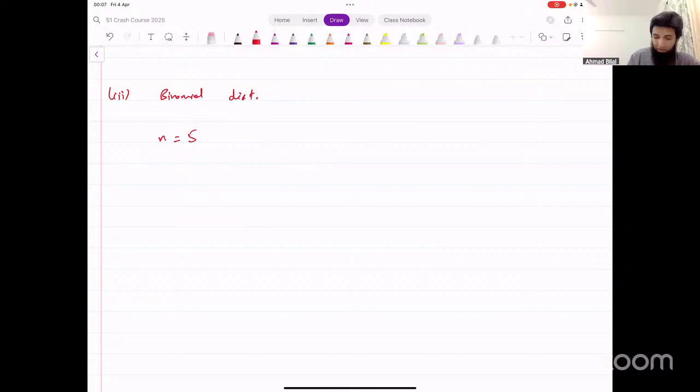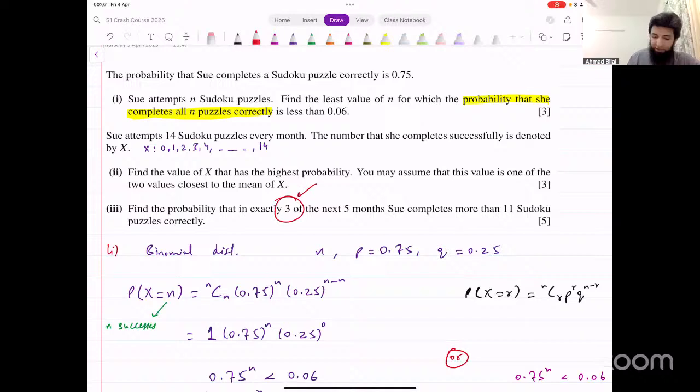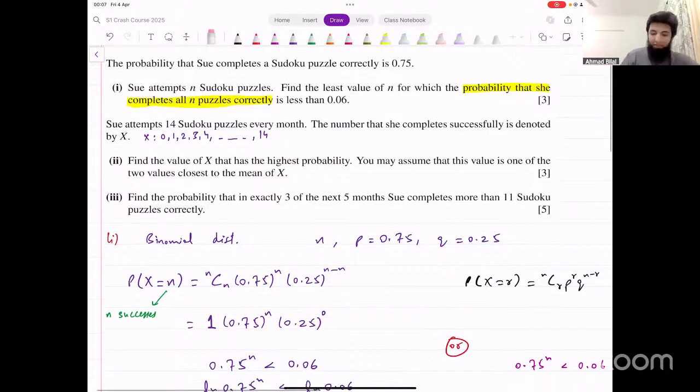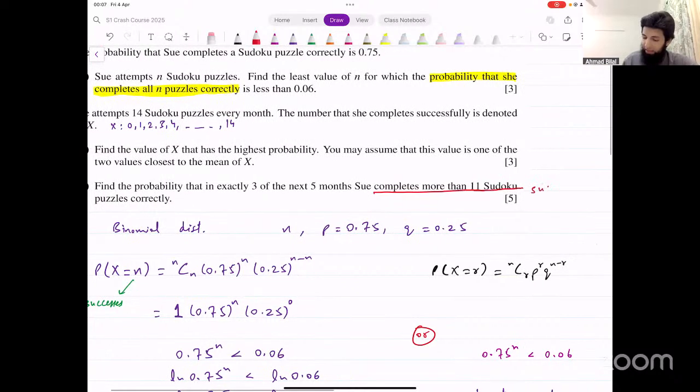Okay. And what we're looking for is the probability of getting 3 successes. And how is the success defined? Success is that she completes more than 11 puzzles. This is the criteria for success. You will call 1 month successful if she solved more than 11 puzzles correctly in that month. Okay. That's the criteria for success.